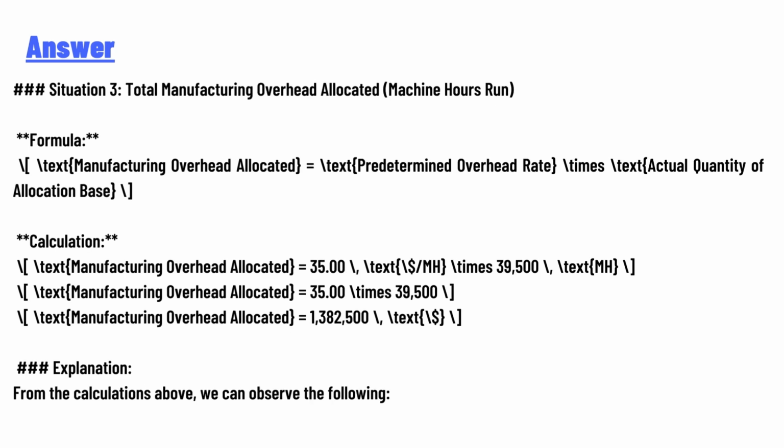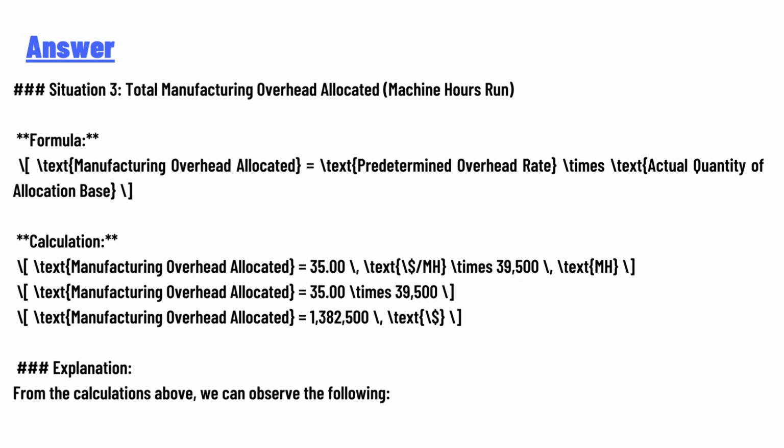Situation 3. Total manufacturing overhead allocated, machine hours run. Formula: manufacturing overhead allocated equals predetermined overhead rate times actual quantity of allocation base. Calculation: manufacturing overhead allocated equals $35.00 per MH times 39,500 MH, which equals 13,82,500 dollars.